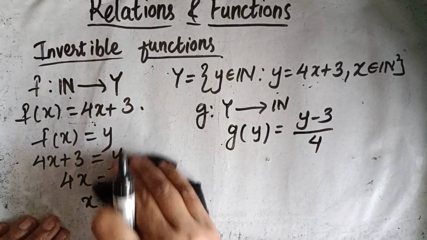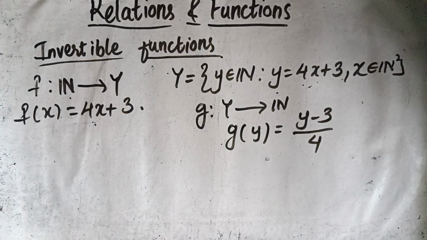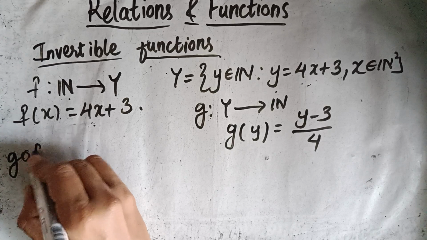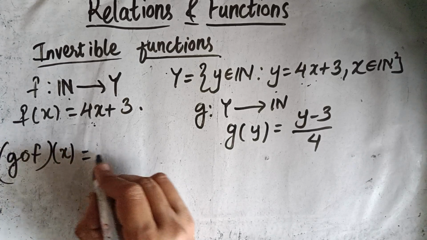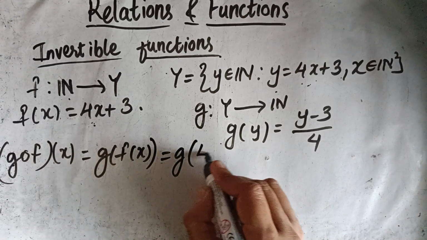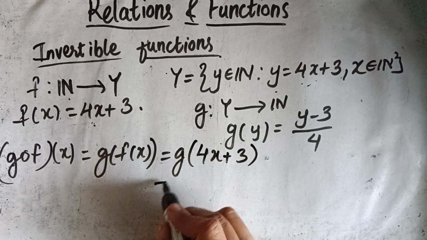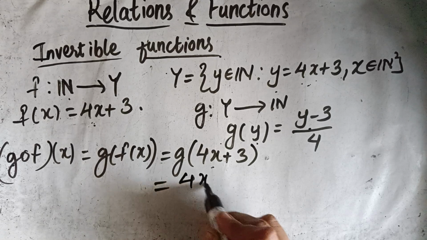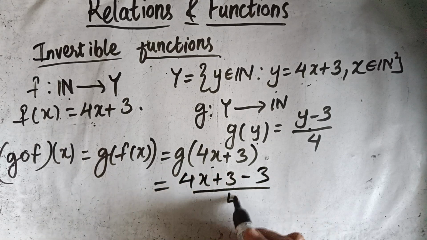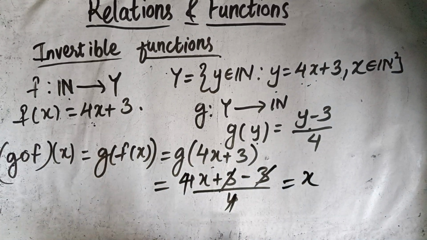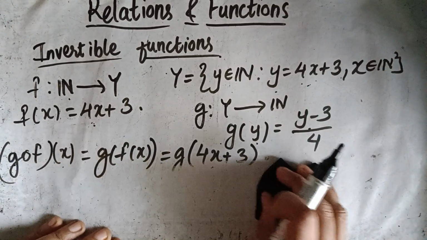Okay, so now you have both the functions f of x and g of y. First you find out g composite f of x. So this is g of f of x. f of x is 4x plus 3. Then you have to put this as y here. So (4x plus 3 minus 3) upon 4. So we'll get x. So we are getting g of f of x to be x. One way it is proved.